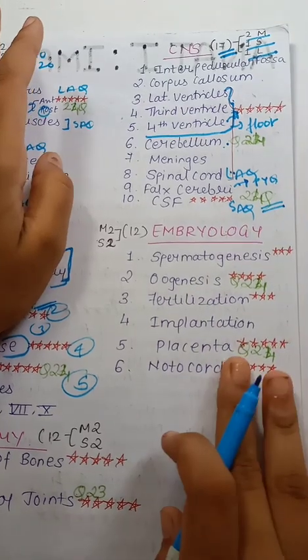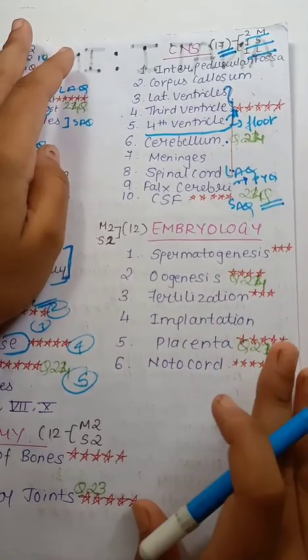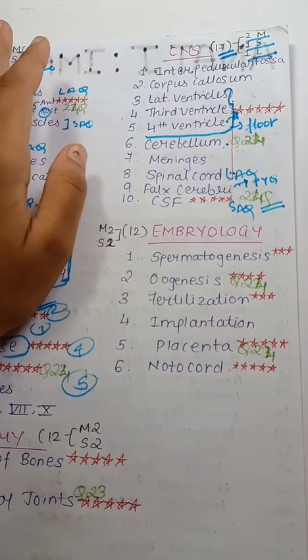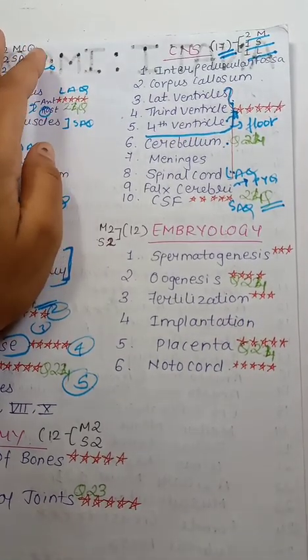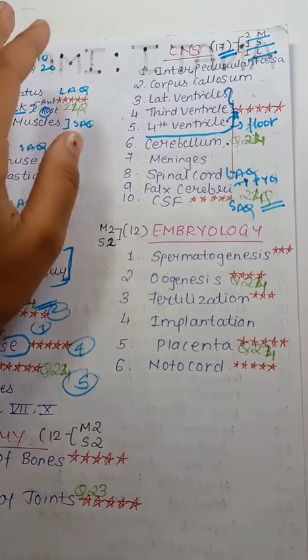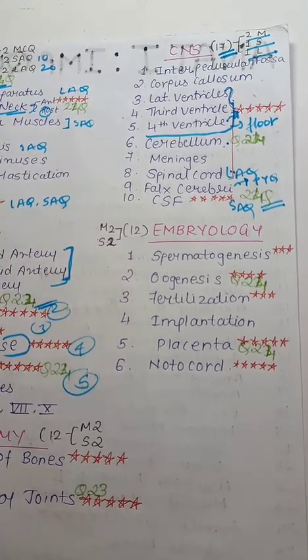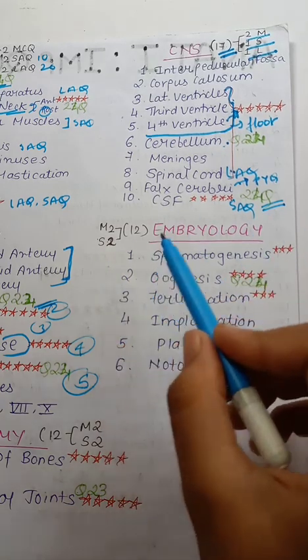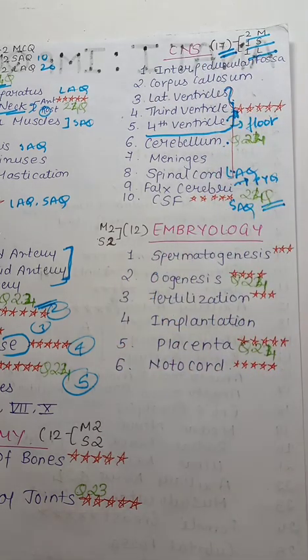Now we also have embryology in paper 1. From embryology, only a few particular topics are there, and the questions will surely be asked from these only. Do spermatogenesis, oogenesis, fertilization, implantation, placenta, and notochord. These are the most repeated PYQs. Do these questions first. Only 2 SAQ and 2 MCQ will be present, and all are important.